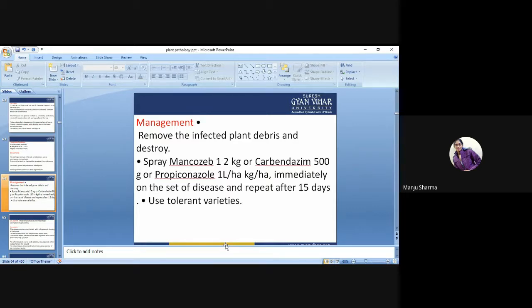Management: remove the infected plant debris and destroy it. Spray mancozeb 1 to 2 kg or carbendazim 500 gram, or propiconazole 1 liter per hectare, immediately on the onset of disease, and repeat after 15 days. We also have to use tolerant varieties.